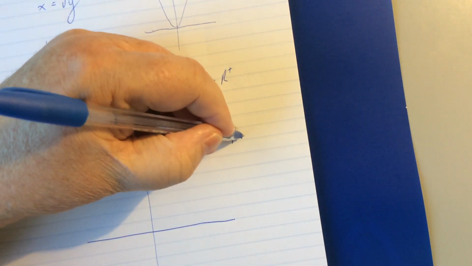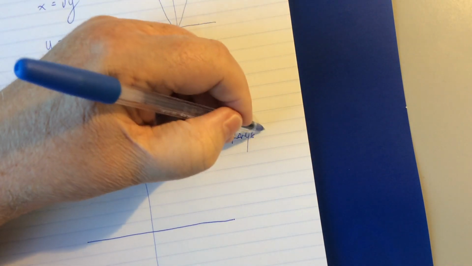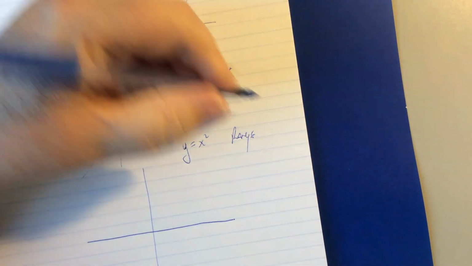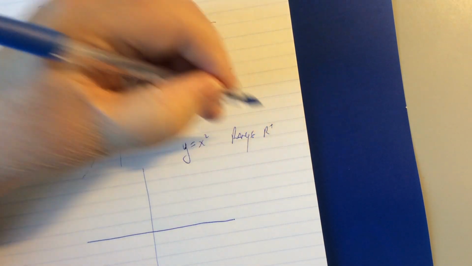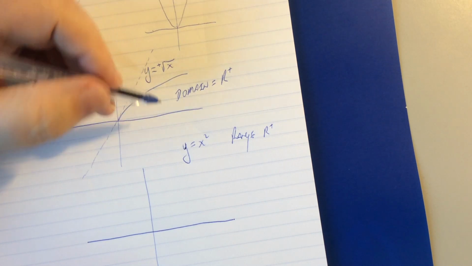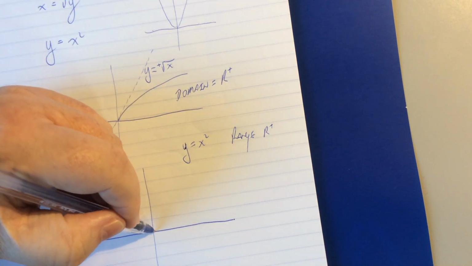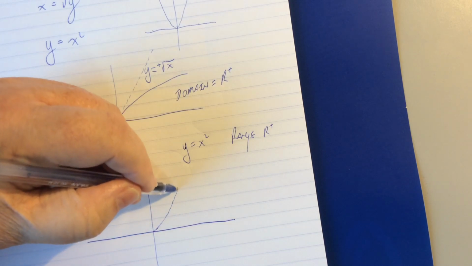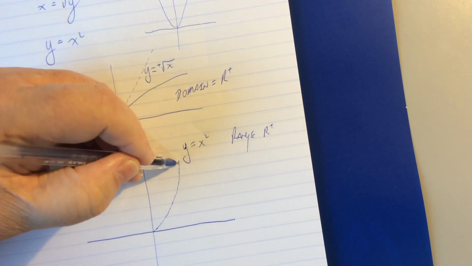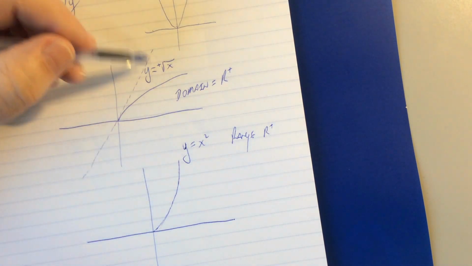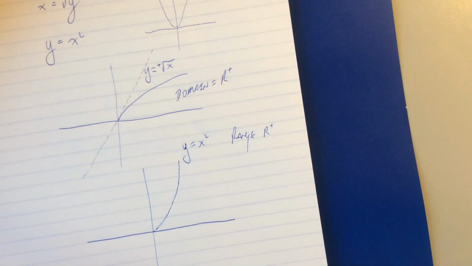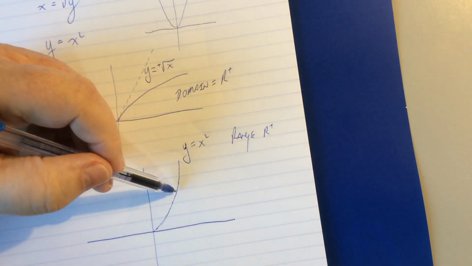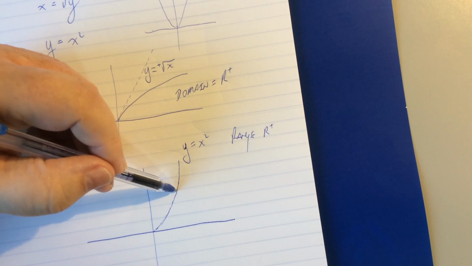The range is going to be what the domain was here, which is positive real numbers. And that's going to mean that the inverse of y equals root x is going to look like this.